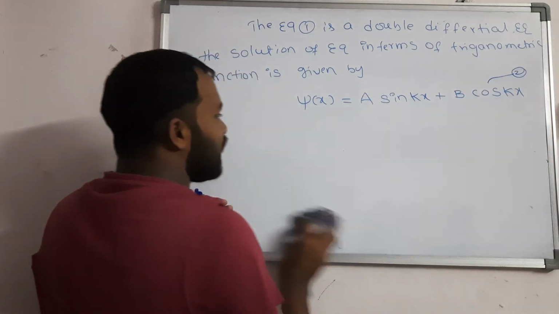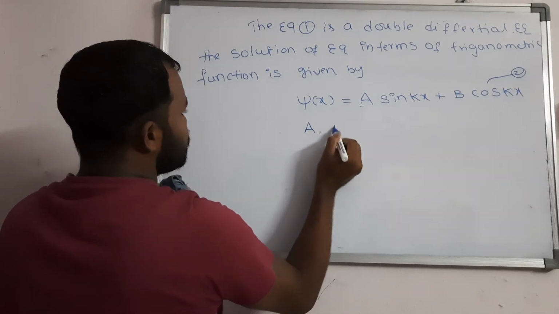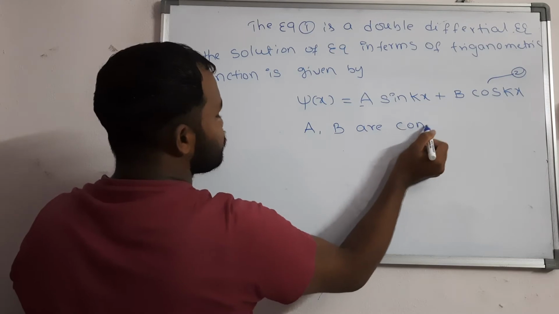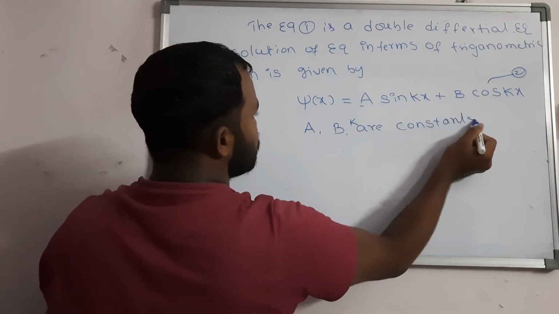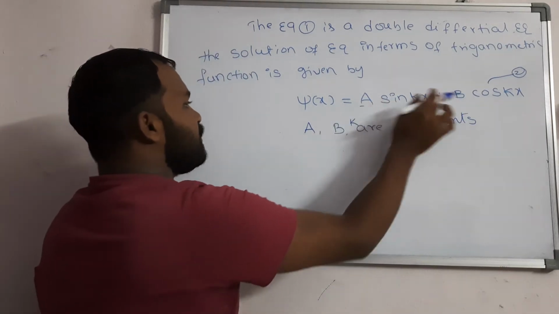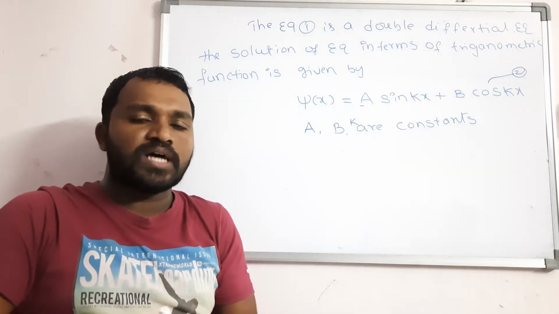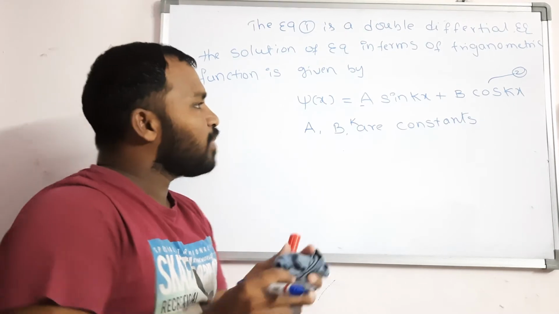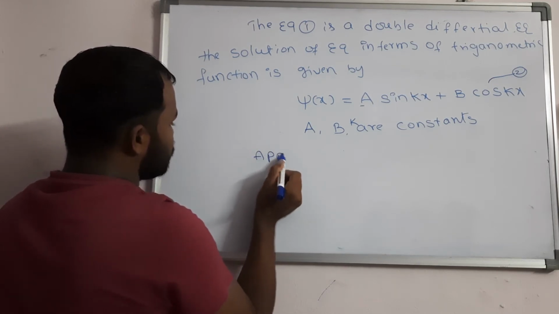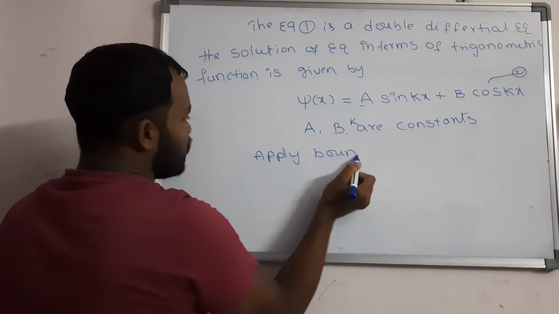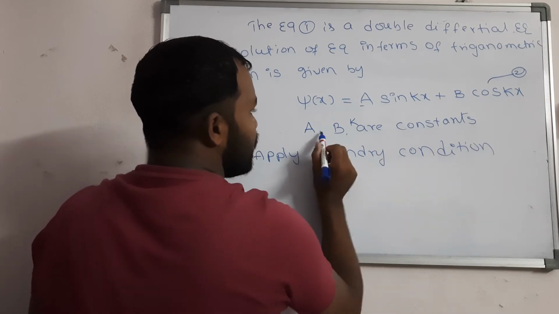Here a, b are constants; a, b, k are constants. To find the values of a, b, k, you should apply the boundary conditions. So you should write: apply boundary condition to get a, b, k.